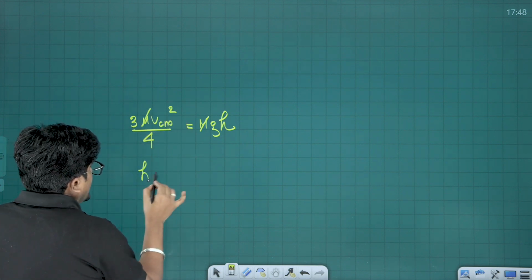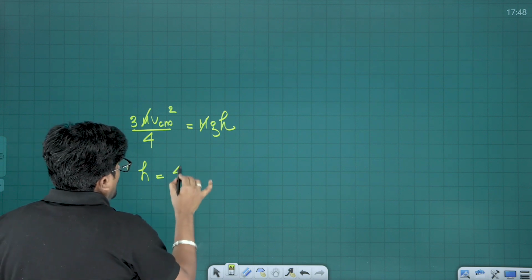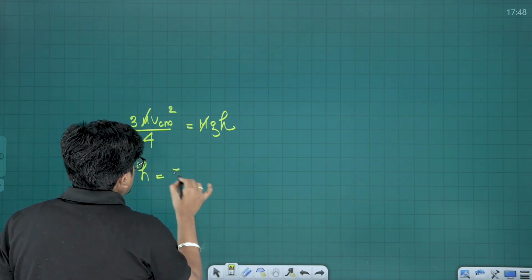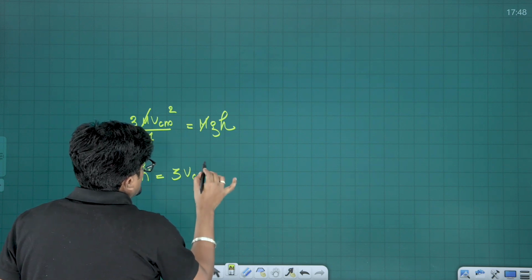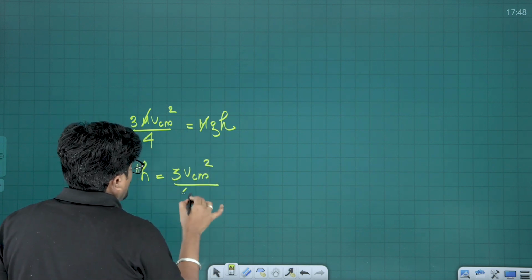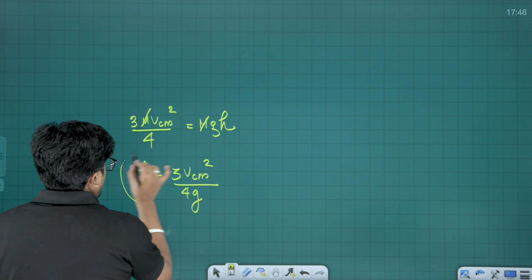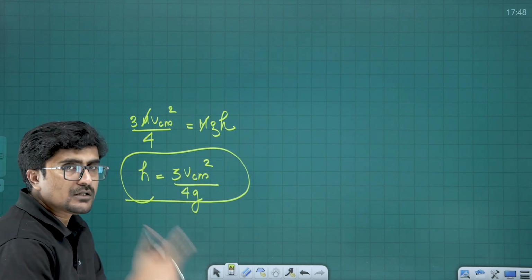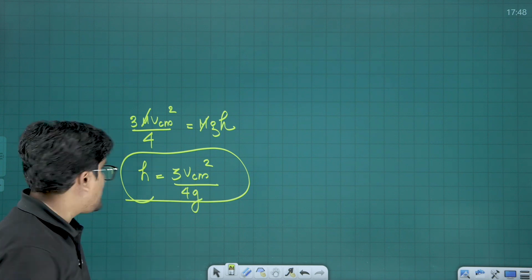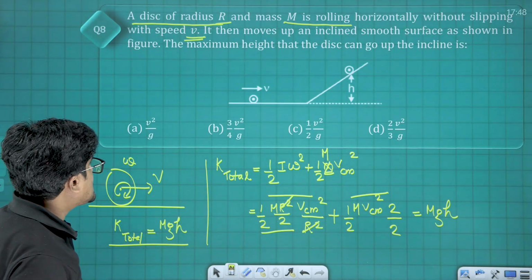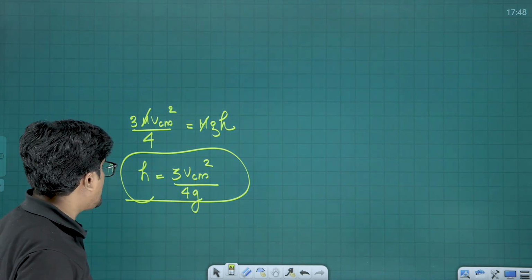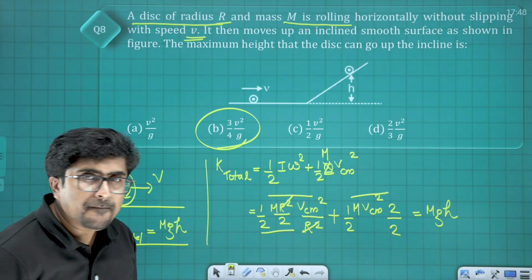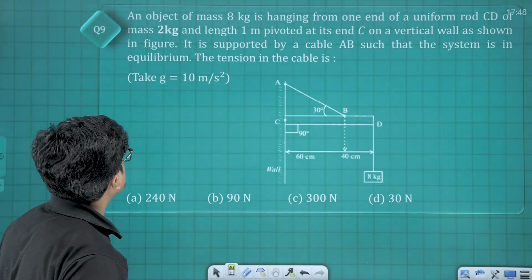Now the value of h is going to be 3 times V CM square divided by 4 times g. This is the height through which the disk can climb on the smooth inclined plane. Now let me check the options. We got it as 3 V CM square by 4g. So this is going to be the final answer. Was that okay? Now let me take you to the next, that is question number 9.